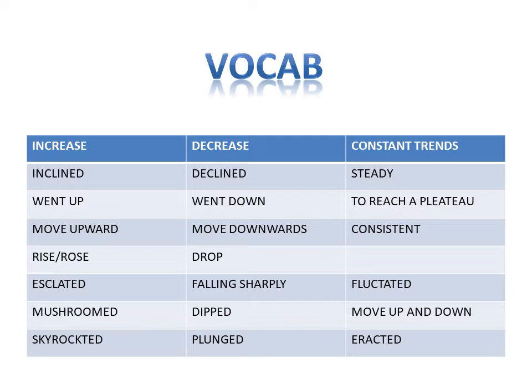If the graph is decreasing, we can use the words declined, went down, moved downwards, fell sharply, dipped, plunged, slumped, took a nose dive. If the graph fluctuates, we can use words like moving up and down, erratic, static. So these are the words we can use while interpreting the data.